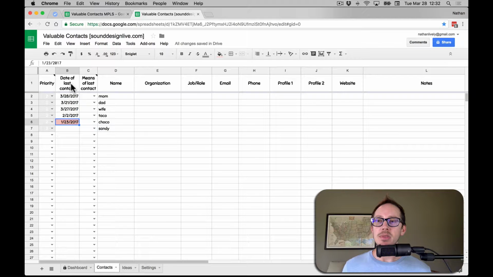Well, I've set this up so that if the date of last contact is more than 60 days ago, then it turns red. That's just to cue you in to the fact that you have fallen out of contact with this person, okay? And let's say that I talked to Sandy also in January, okay? And after you put dates in here, it's a little bit quicker to change them next time.